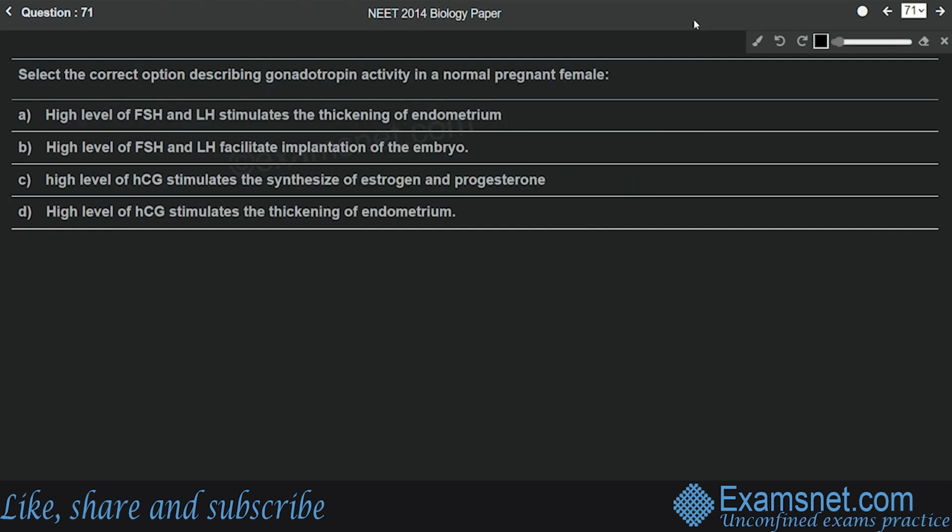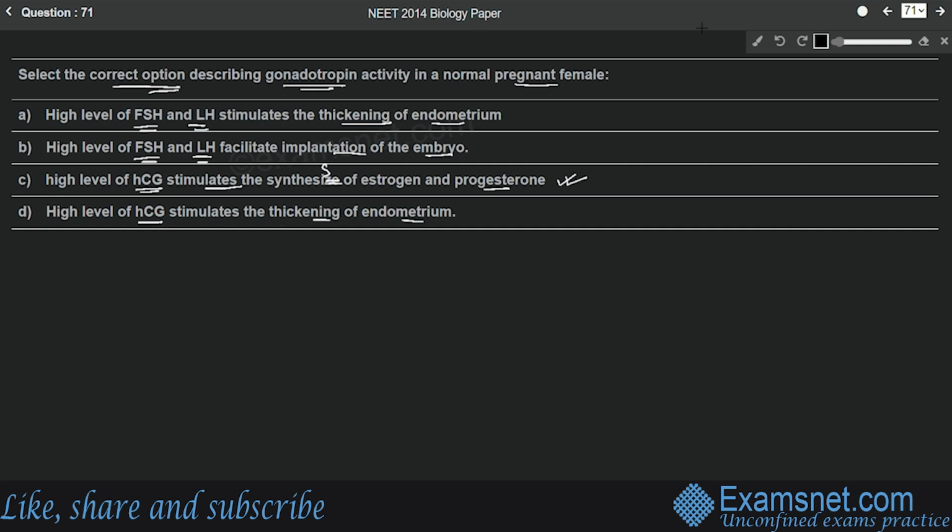Question number 71 is also from the chapter Human Reproduction, and the question is, select the correct option describing gonadotrophin activity in a normal pregnant female. Option A, high level of FSH and LH stimulates the thickening of the endometrium. Option B, high level of FSH and LH facilitate implantation of the embryo. Option C, high level of human chorionic gonadotrophin stimulates the synthesis of estrogen and progesterone. And option D, high level of human chorionic gonadotrophin stimulates the thickening of endometrium. So the correct answer will be option number C.